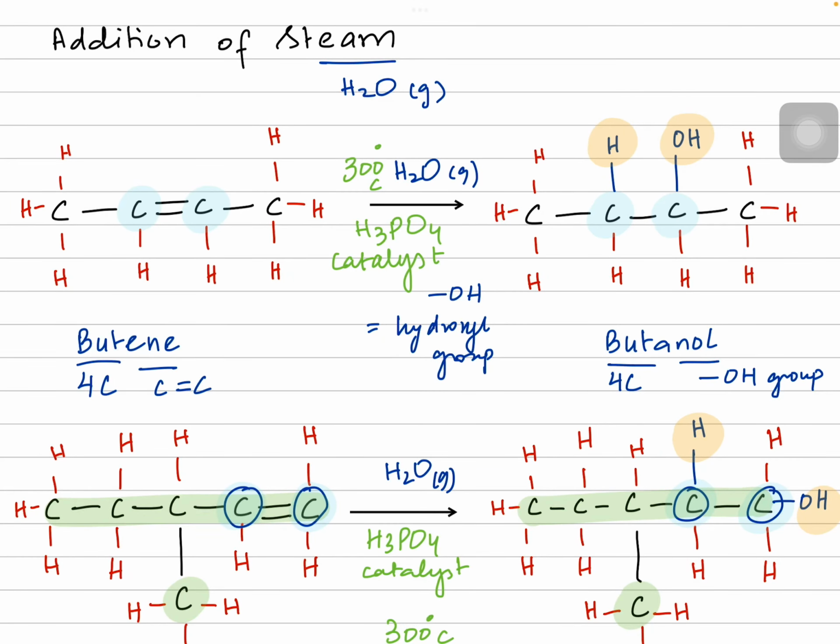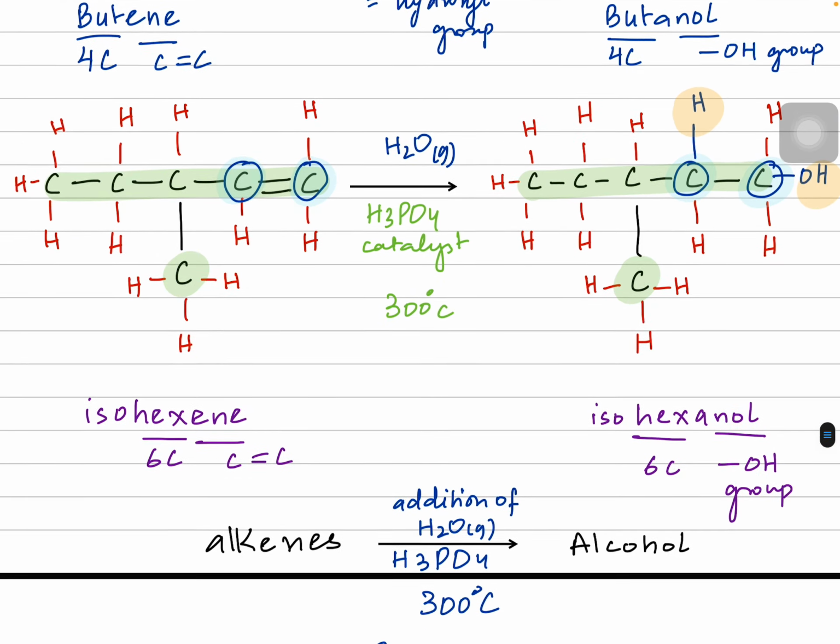Hey everyone. So in the previous video we were talking about the addition of steam. We know that when alkenes react with steam in the presence of phosphoric acid catalyst and obviously at 300 degrees Celsius, the addition of steam happens, which means the double bond goes away. You get one hydrogen atom and one hydroxyl group on the carbon that had the double bond. So one carbon of the double bond gets the H atom, the other gets an OH group. And this is how we thought the addition of steam happens.